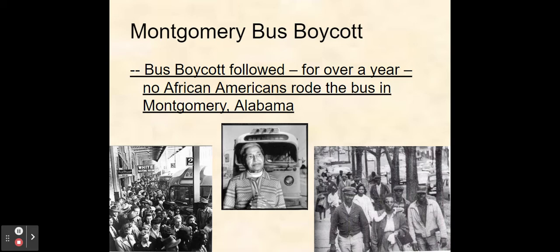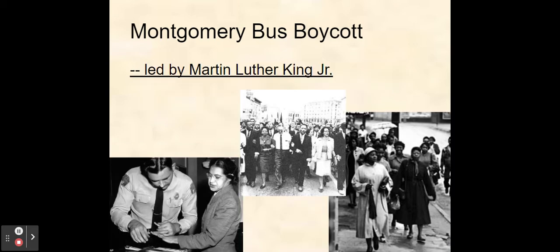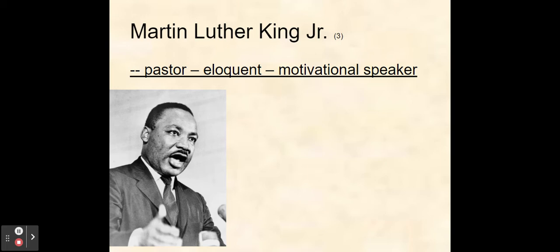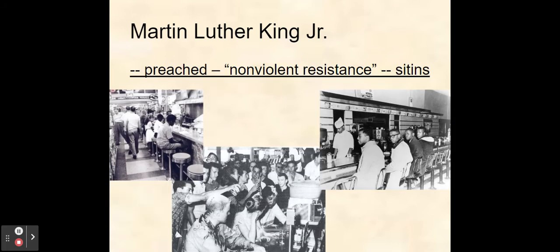Now, like I said, Rosa Parks is going to gain support from a young minister by the name of Martin Luther King Jr. Martin Luther King Jr. was a pastor. He's very, very eloquent. He's a motivational speaker. He is very much interested in nonviolent resistance, passive resistance. He picked this up from Mahatma Gandhi. He was a big fan of Gandhi and Gandhi's use of passive resistance, which is no matter how bad somebody treats you, you always react in a calm, peaceful manner.